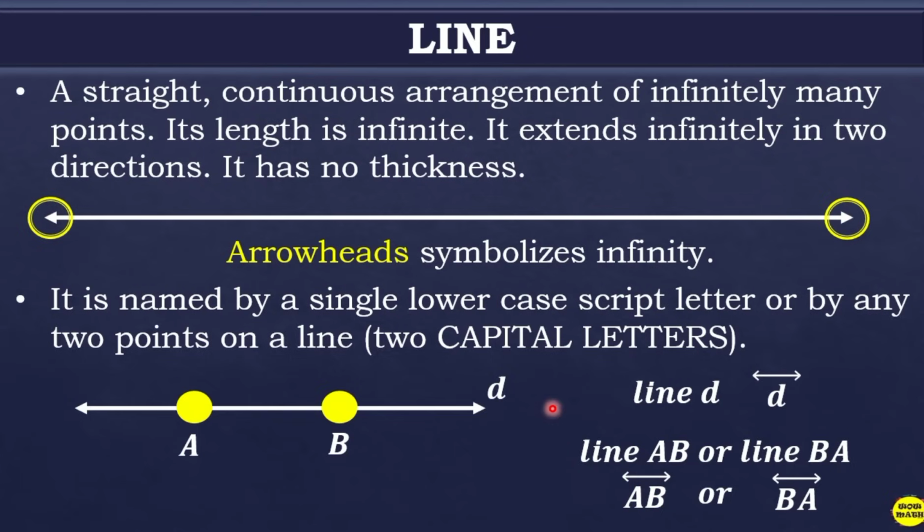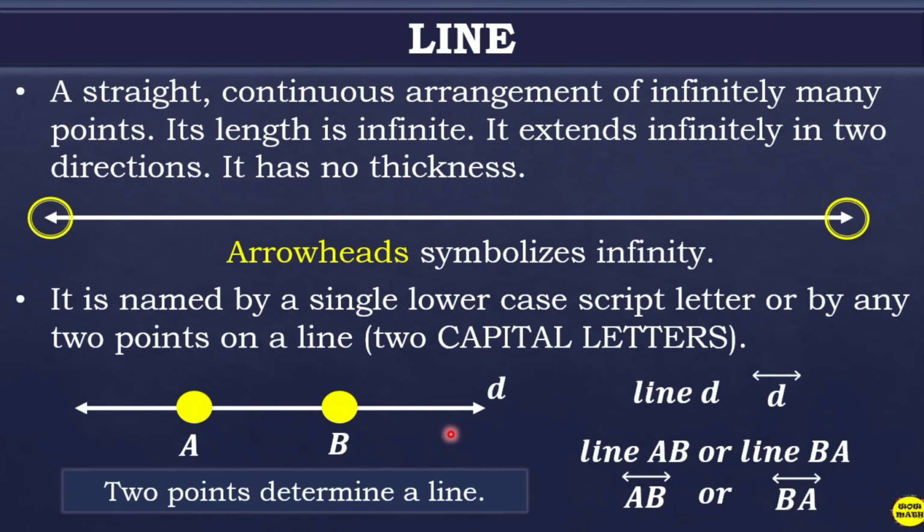So again, a line is named by using lowercase script letters, so ito po, line D, or by using any 2 points on a line. So this is also line AB or line BA. Since we will be discussing the subsets of a line, dapat alam muna natin ang concept ng line. So let's proceed to the subsets of a line.